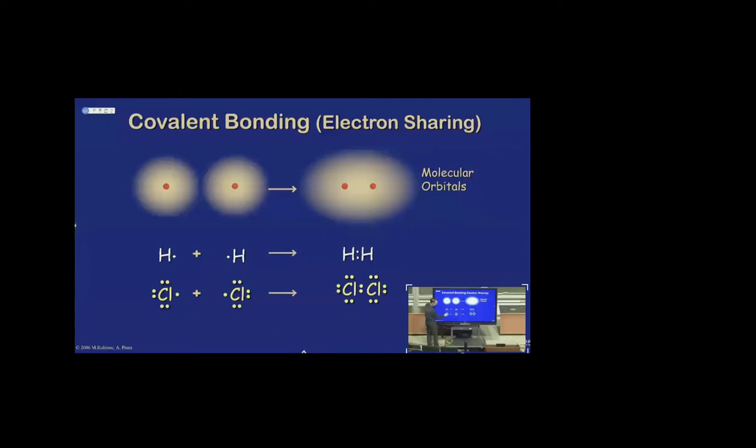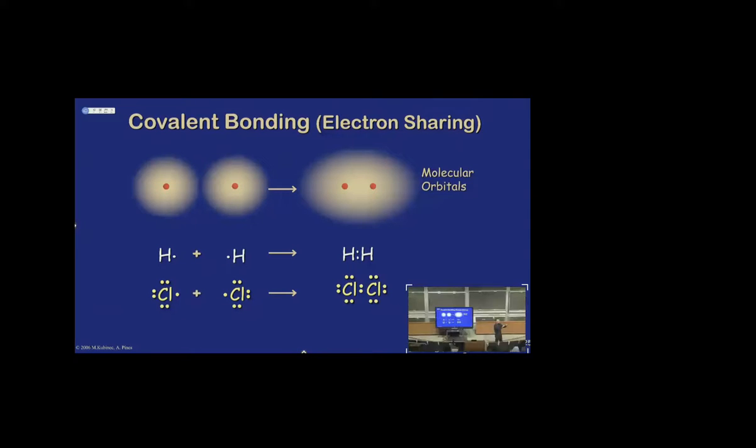So you can imagine two chlorines sharing this pair of electrons between them. This chlorine can count it towards its 8, and this chlorine can count it towards its 8, and they both can count 8 by sharing the pair. And that's a covalent bond. We call it covalent because there's no charge separation.